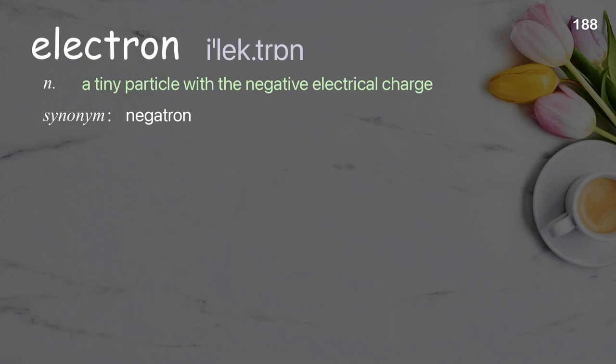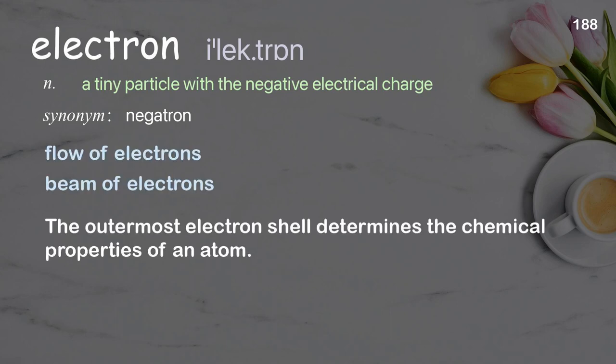Electron. A tiny particle with a negative electrical charge. Examples. Flow of electrons. Beam of electrons. The outermost electron shell determines the chemical properties of an atom.